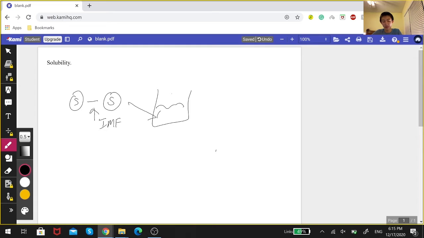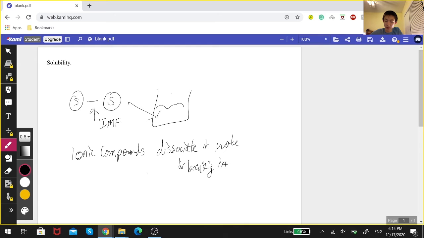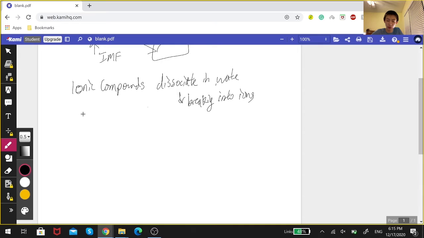Now, in molecular compounds, the intermolecular forces break when placed in water, and ionic compounds would split into ions. Ionic compounds dissociate in water. And now what is dissociate? This means breaking into ions. So ionic compounds will break back into water if they're soluble.